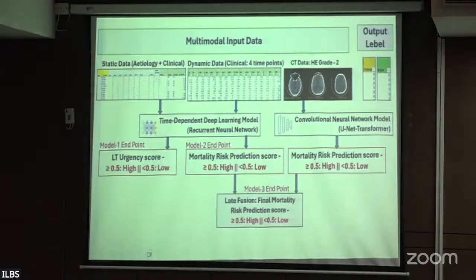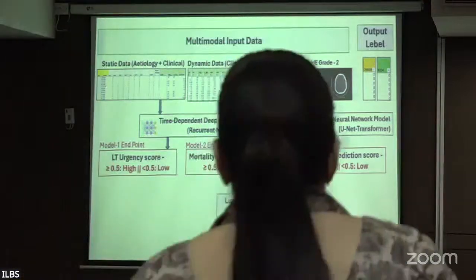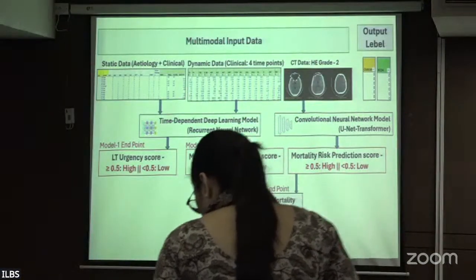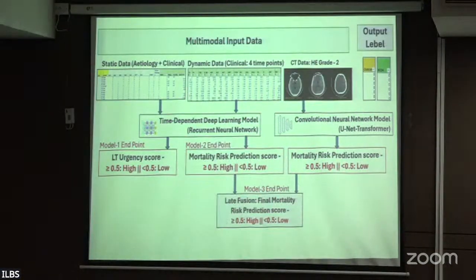So it was static in the sense that there was some etiology, pre-conditioning, and some clinical parameters that were only for baseline. But there was some dynamic data, meaning the blood cultures and others, that is time point. So all the data sets can be handled by a recurrent neural network, that is a time-dependent neural network associated with memory. So it can remember what the baseline parameter was, what was the next time point, there were 4 time points.